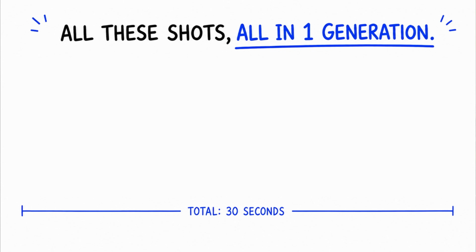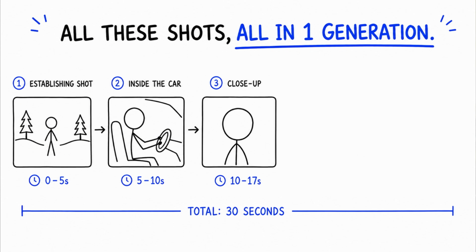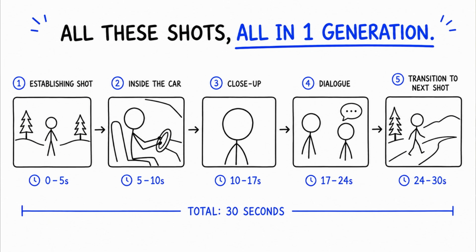Now 15 seconds, usually you call it a clip. 30 seconds, that's a scene. I can ask for an establishing shot, cut inside the car, move into a close-up, let the dialogue breathe, and still have time to transition into another shot. All of that with just one generation. That's really cool. So for this montage, I'm gonna take advantage of that.